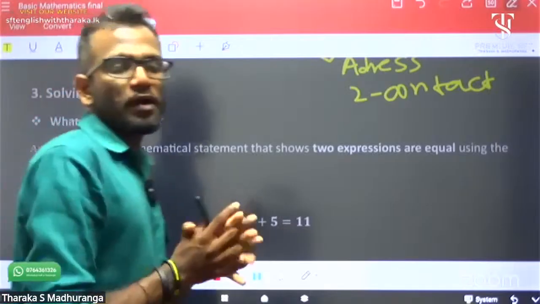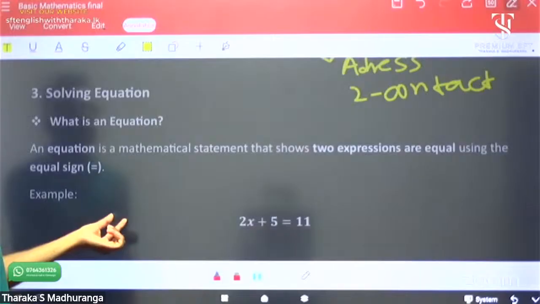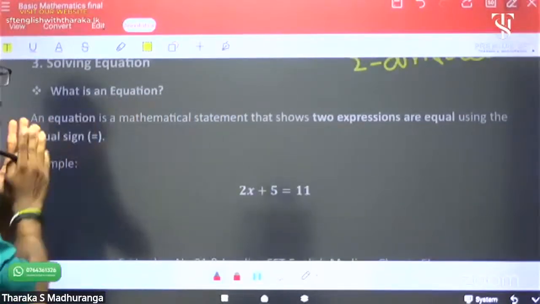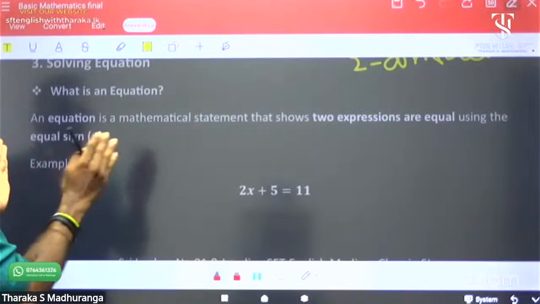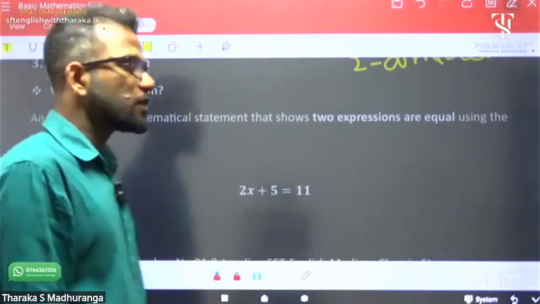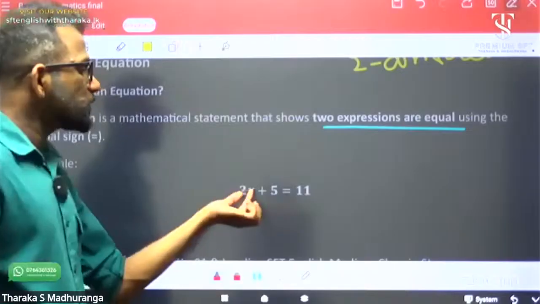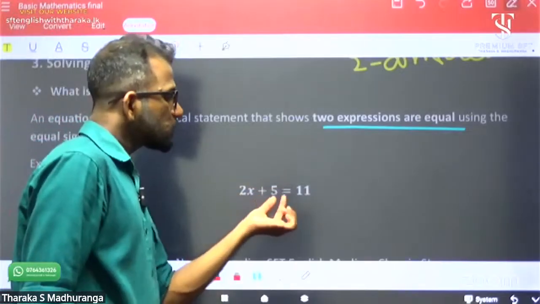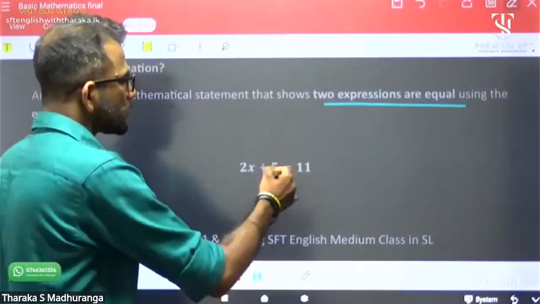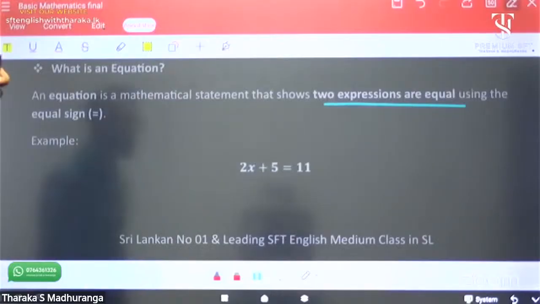Okay, the second part is equations, solving equations. First of all, I have given the definitions. You don't need to remember this. Definitions and equations. An equation is a mathematical statement showing two expressions are equal. As an example, 2x plus 5 equal to 11. Can you find the value of x of this equation?